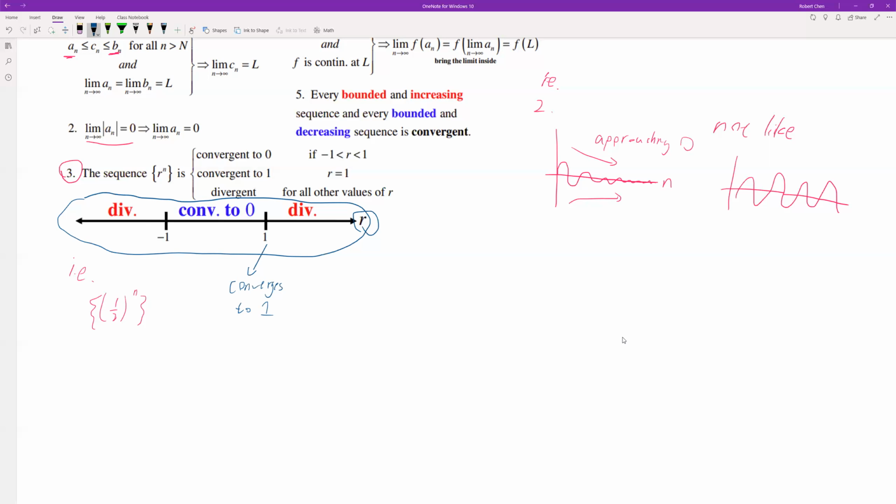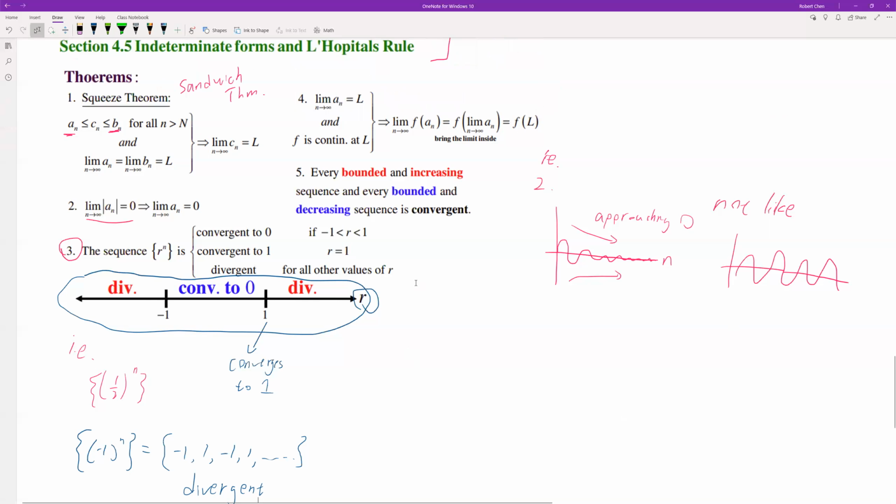For example, -1: if you look at the sequence with -1 to the nth power, that's just going to oscillate between -1, 1, -1, 1, and so on. So in this case, this is actually divergent because when you take the limit to infinity, it does not exist. It's either 1 or -1, but we cannot tell for sure which one we're going to get. And that's what makes the limit undefined.